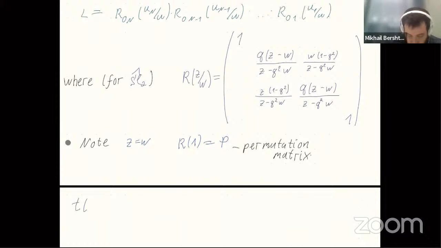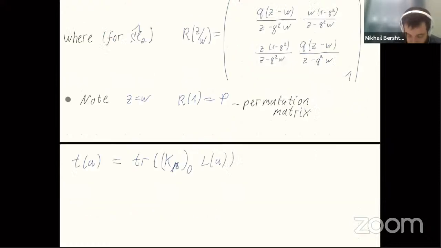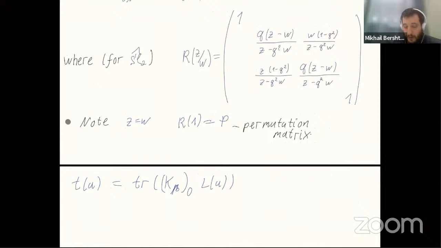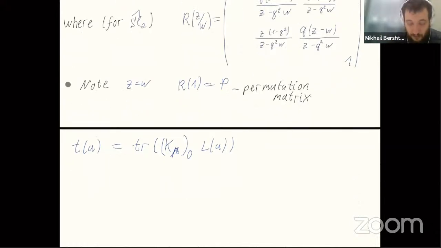So we want to diagonalize T of U, which is the trace of K beta on the zero space L of U. If this T of U acts on some space with certain equivalence, then we can substitute instead of U some certain special values. And of course, it's natural to substitute a value where U is equal to any of the UIs. It's also important to substitute values like Q squared UI, where the transfer matrix has a pole. But I will not talk about the pole now, I just substitute UI.